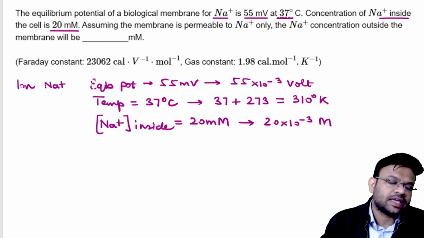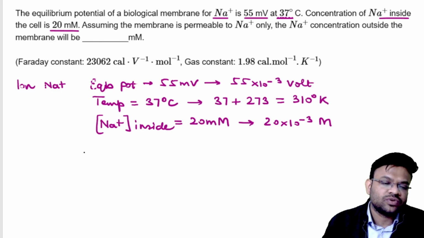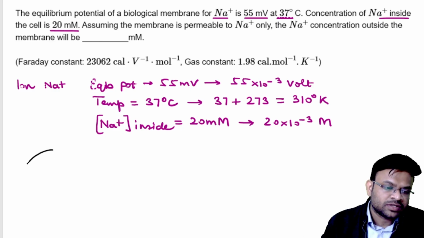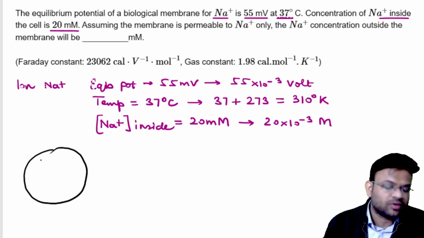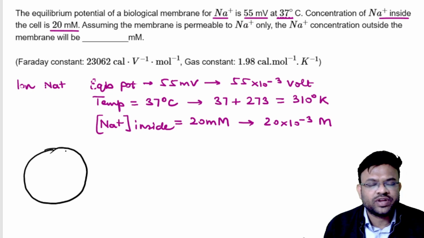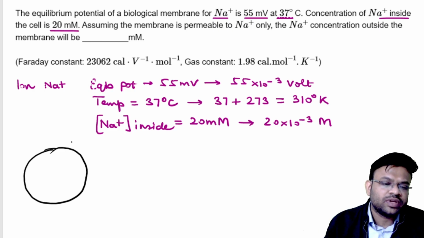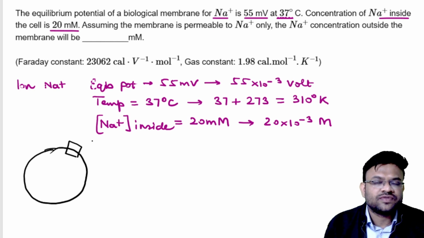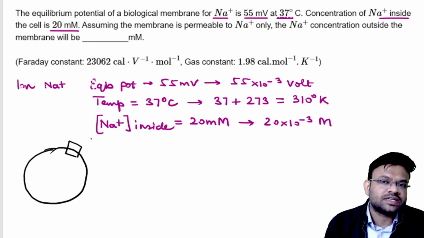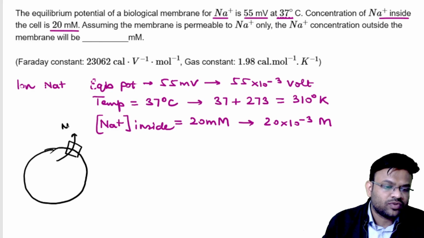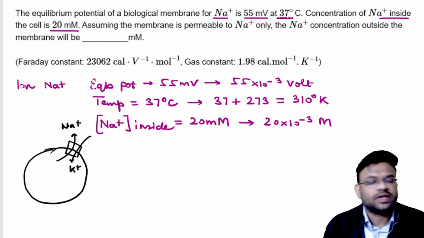Now let me draw a cell so that I can explain what I am talking about. Let us say this is a cell. I am not drawing the double membrane structure because I am not focusing on the cell biology over here, I am focusing on something else. You would know that sodium potassium pumps are present on the cell membrane. The function of sodium potassium pumps is that they send out sodium ions and bring in potassium ions.